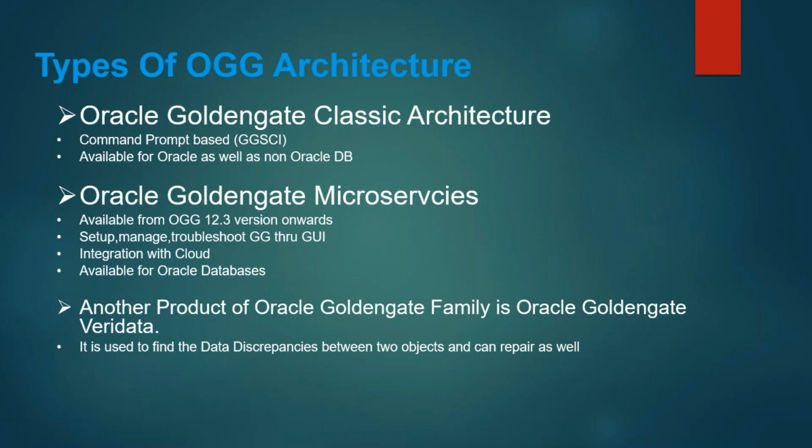Until 19C, Oracle Goldengate Microservices architecture was available only for Oracle database. So this microservices architecture is only available for Oracle database until 19C. From 19C onwards, like from 21C, Goldengate microservices architecture support has been introduced for 4 non-Oracle databases: SQL Server, MySQL, DB2 and Informix database. So these are the 4 databases which are supported by microservices architecture.